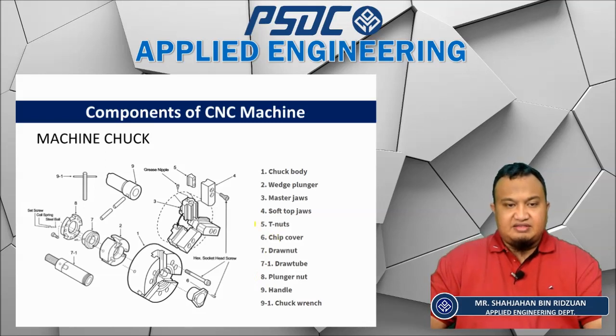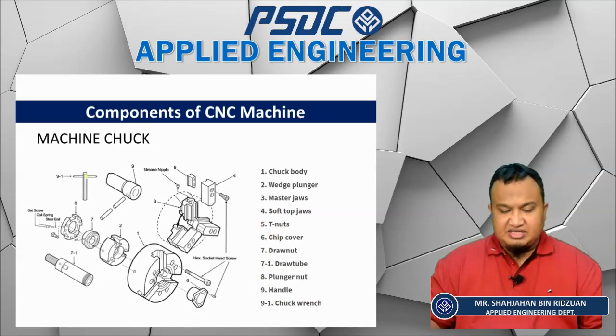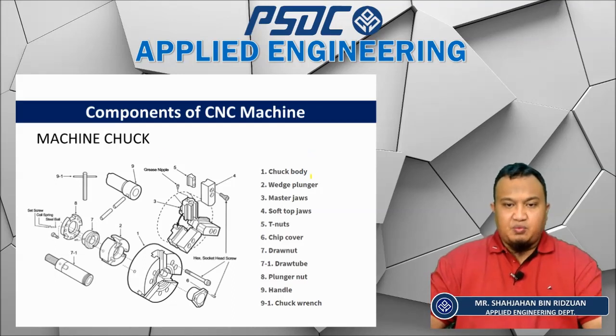And these are the components of the machine chucks that we have over here: chuck body, wedge plunger, master jaw, soft top jaw, T-nuts, tip conveyor, draw nuts, draw tube, plunger nuts, handle, and chuck wrench.